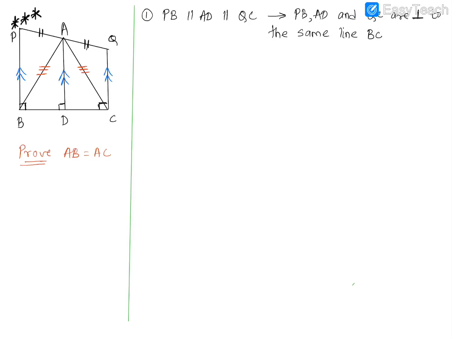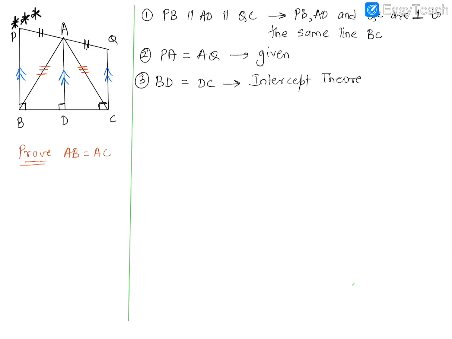Whenever you see that there are three parallel lines, always think of what first? Intercept theorem. Now we can apply the intercept theorem here. So these three lines are parallel. Then it is also given that PA is equal to AQ. The reason for this is given. Now which other two sides are equal? BD is equal to DC. The reason is the intercept theorem. That is all the use of the intercept theorem in this whole sum, only in statement number 3. We don't need it otherwise.